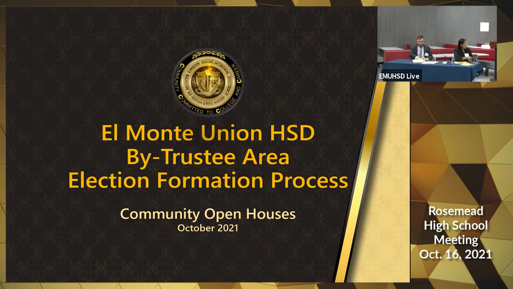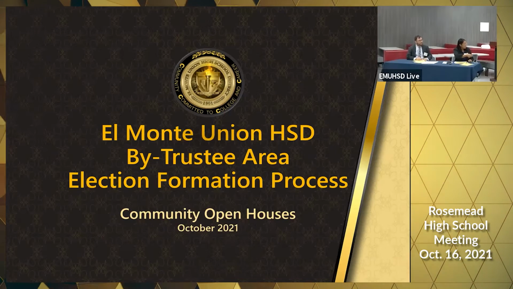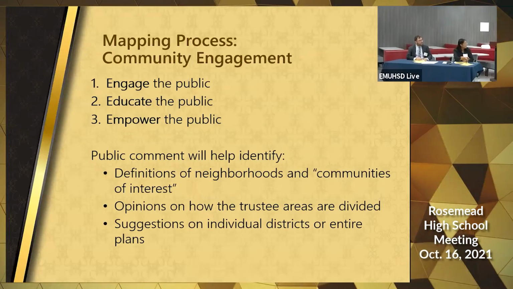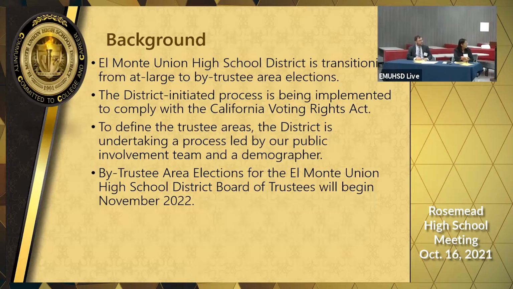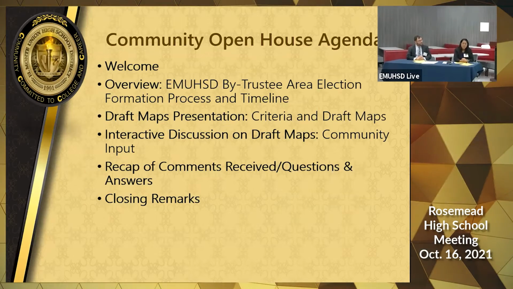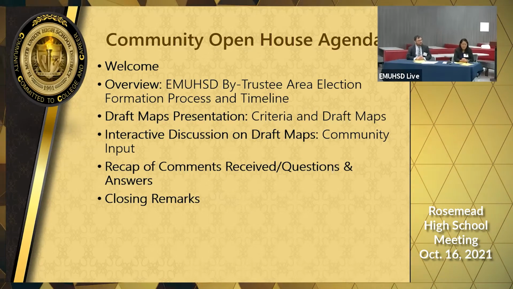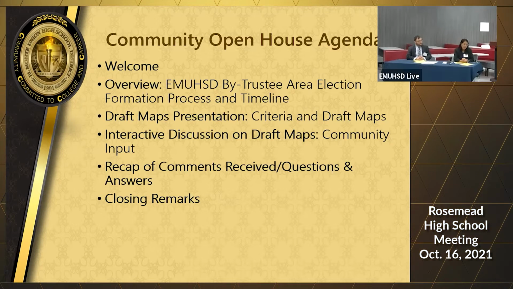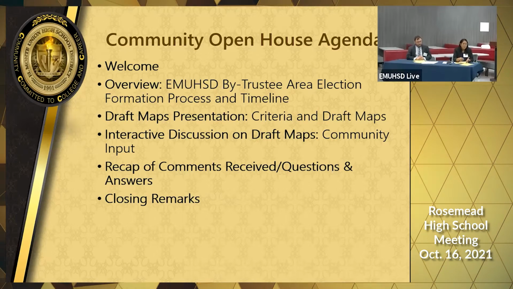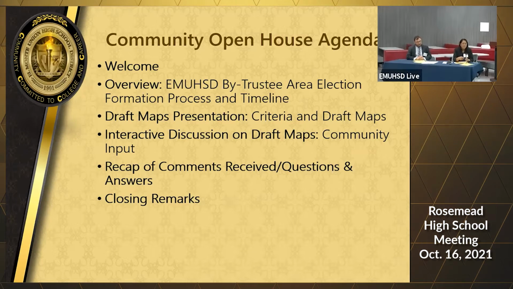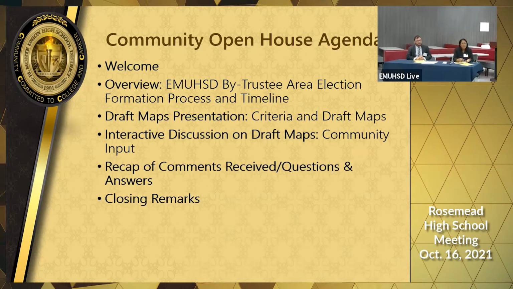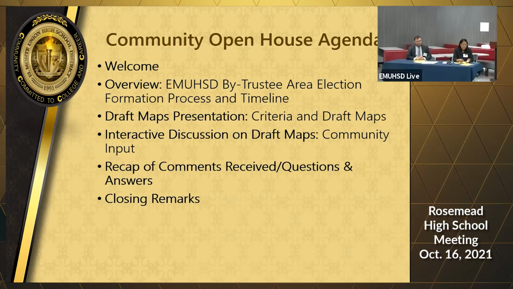Before we get started, I'd just like to give you an overview of what we will be discussing today. We will provide a quick overview of the by-trustee election formation process and the timeline. We'll also have a presentation of the draft maps. We will have a discussion on the draft maps where we can go into more detail regarding each of the maps and talk about the composition of the maps, and where we will be requesting your feedback regarding the composition of the maps as they are now.